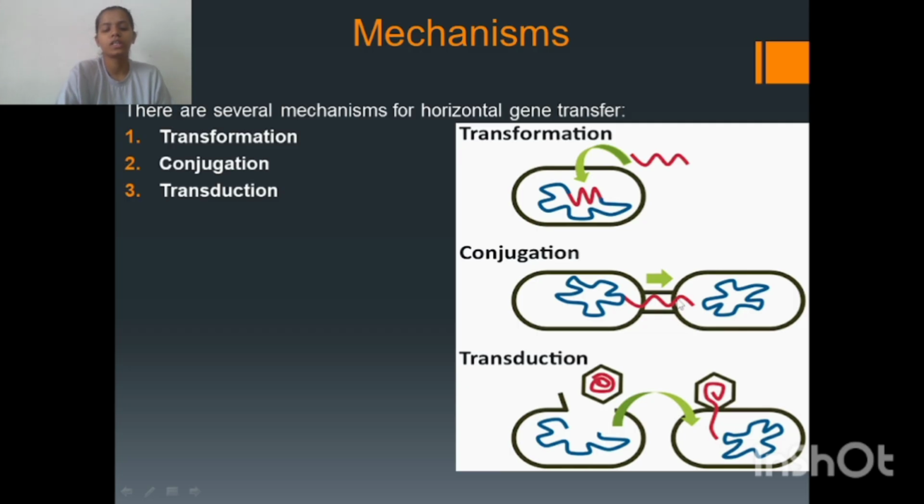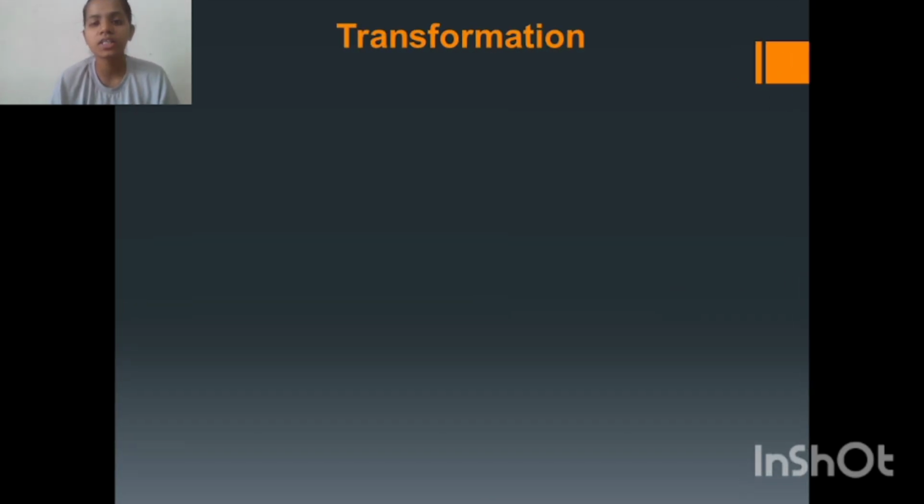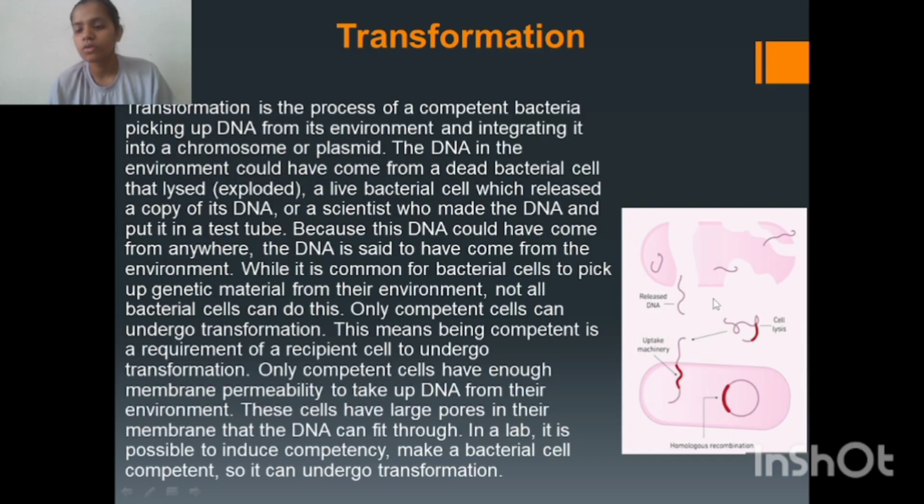Now we will move in detail about these three types. Let's begin with the first mechanism, that is transformation. So I'm going to explain you in short and in easy manner by using this picture of transformation process. So let's begin. So first, a bacterial cell dies and bursts open. This process is known as cell lysis. When the cell breaks, it releases DNA in the environment, and these DNA fragments are released into the environment. You can see the cell lysis, the DNA fragments which are scattered in the environment.